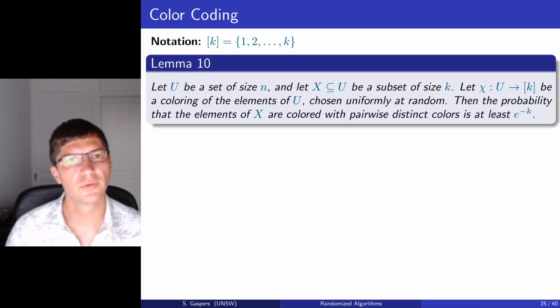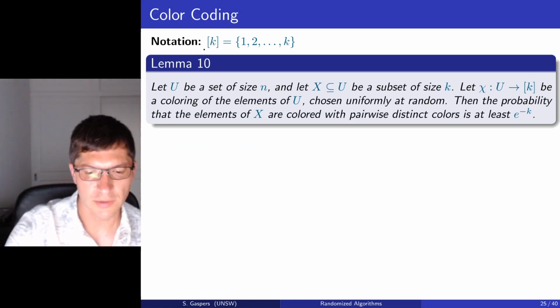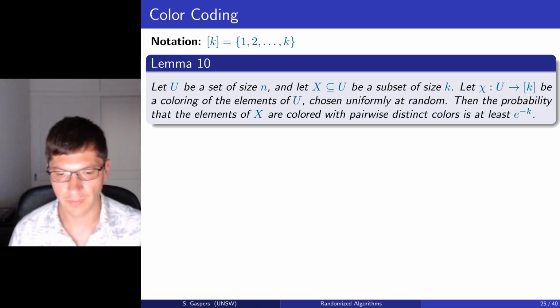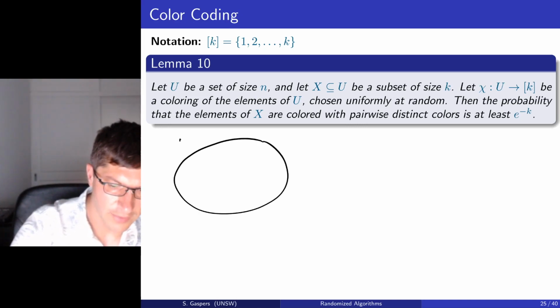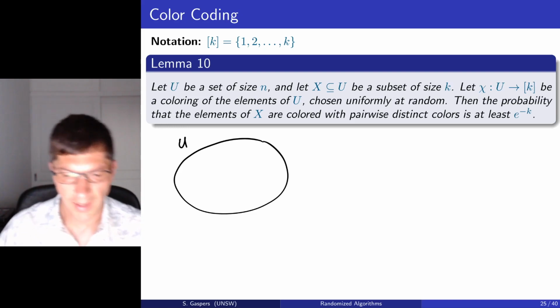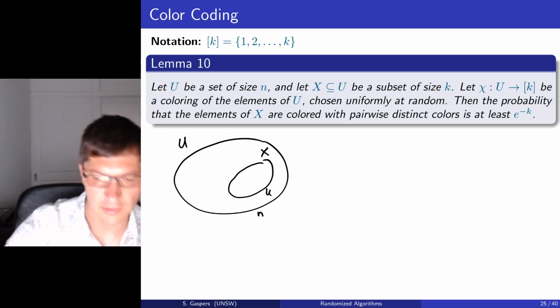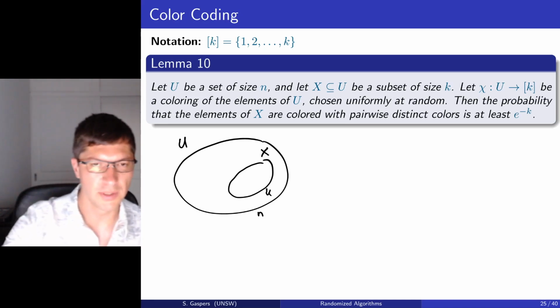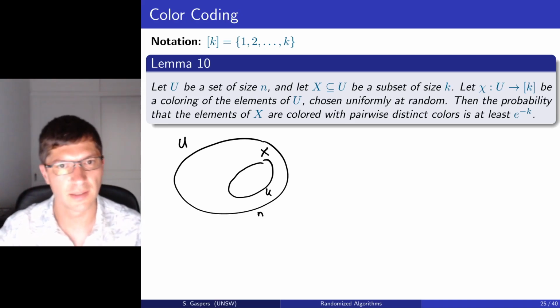The following lemma is crucial for the color coding technique. By this bracket notation here, I denote the set of integers from 1 to k. So what we are going to do is look at a set U of n elements. And let's say that we want to find a set X of k elements inside the bigger set U on n elements. So U could be our vertex set, and X could be the vertices of the path that we want to find.